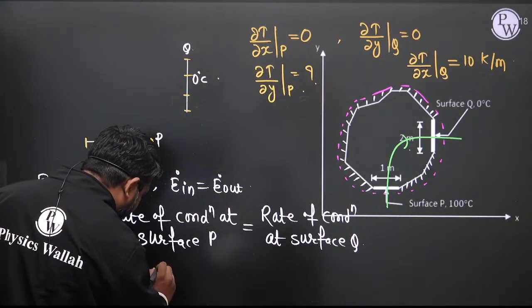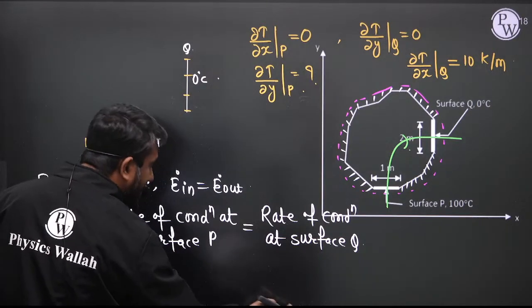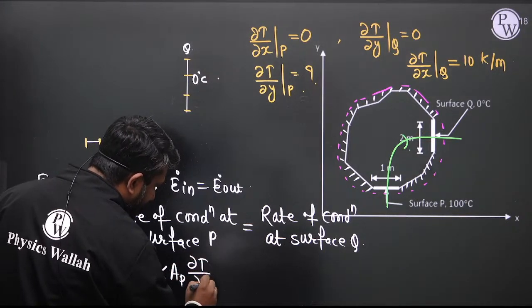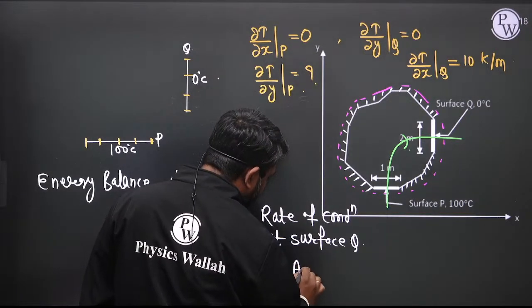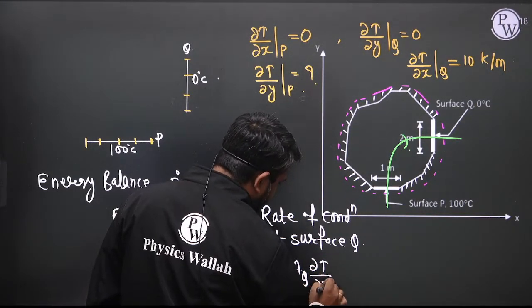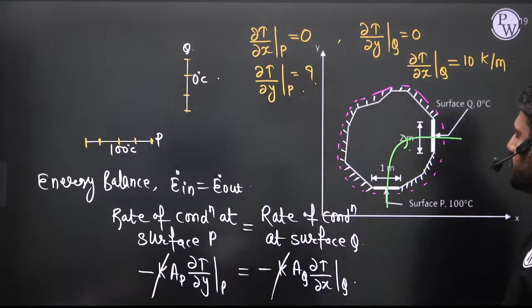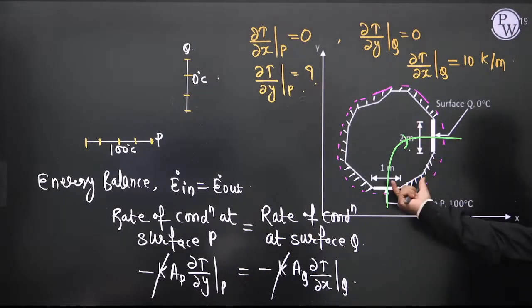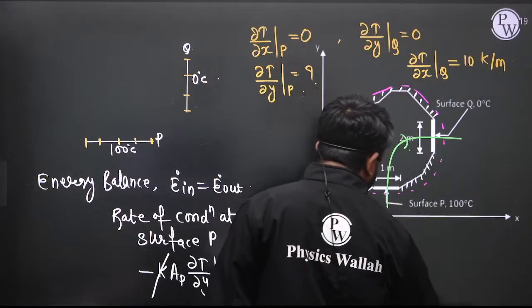So simply we can write, thermal conductivity is constant: minus K A_P del T by del Y at surface P is equal to minus K A_Q del T by del X at surface Q. K and K cancel out. Now what is the area of surface P normal to the direction of conduction heat transfer? This dimension is 1, and let us consider the width perpendicular to the monitor as W. So 1 into W.